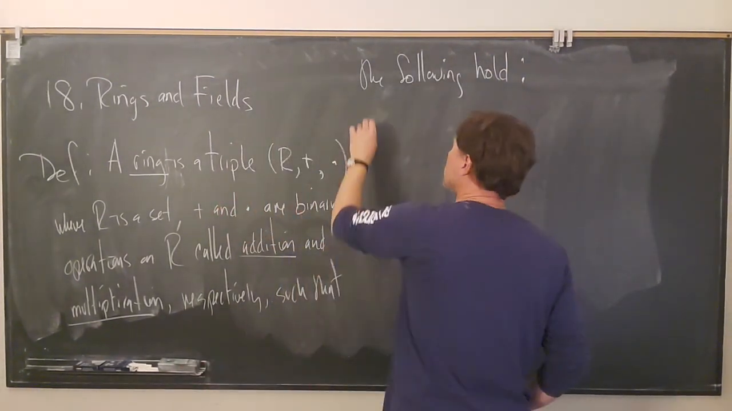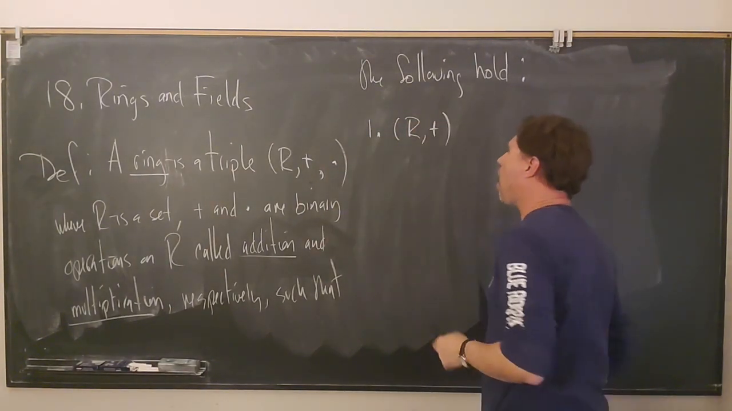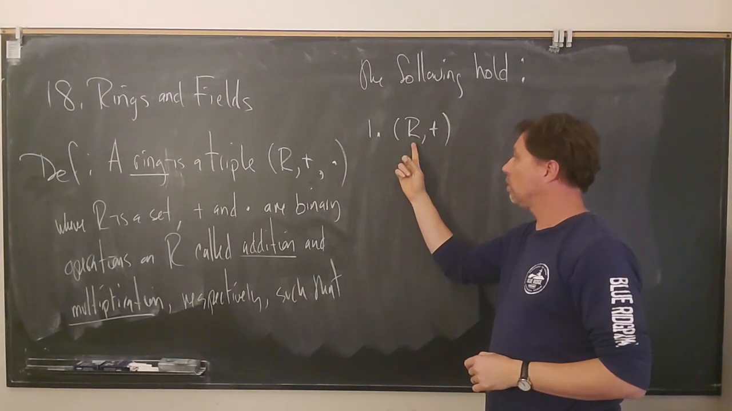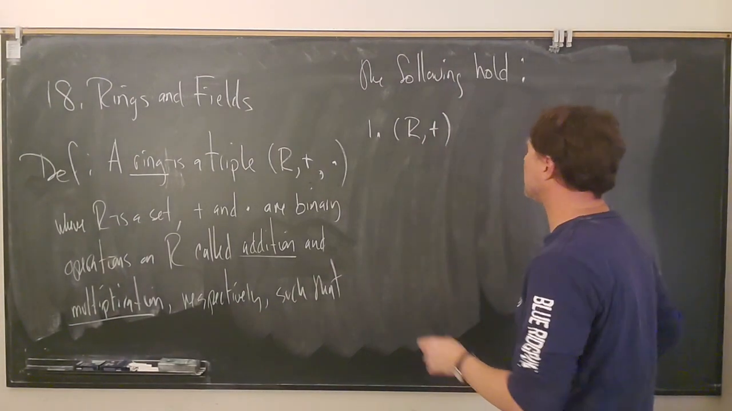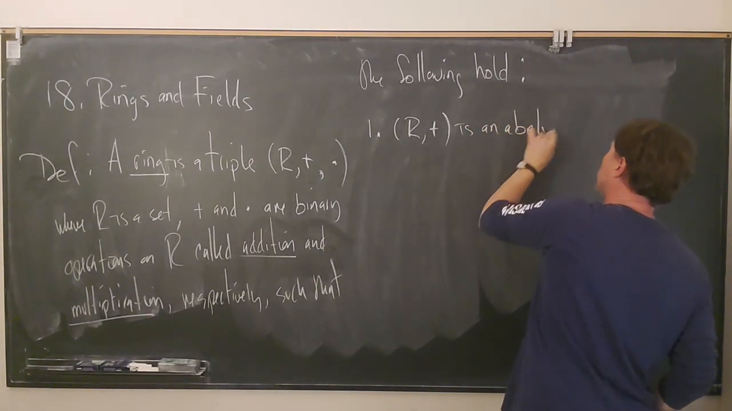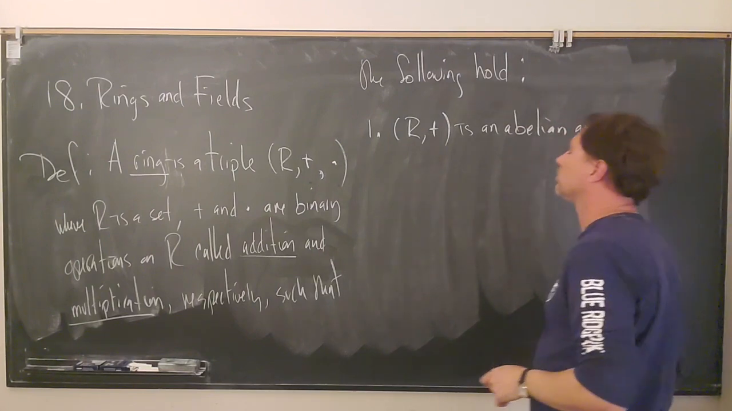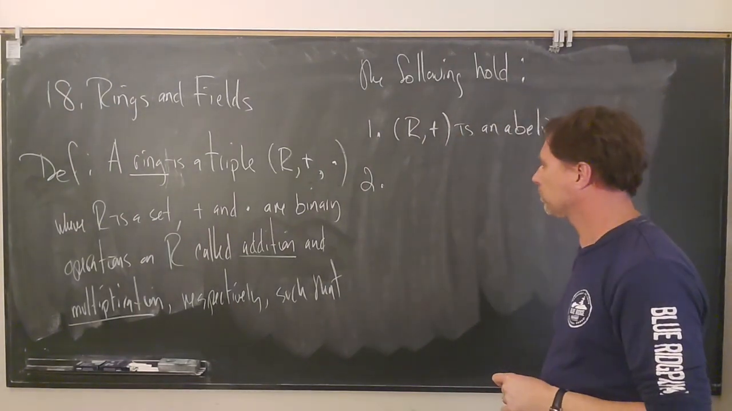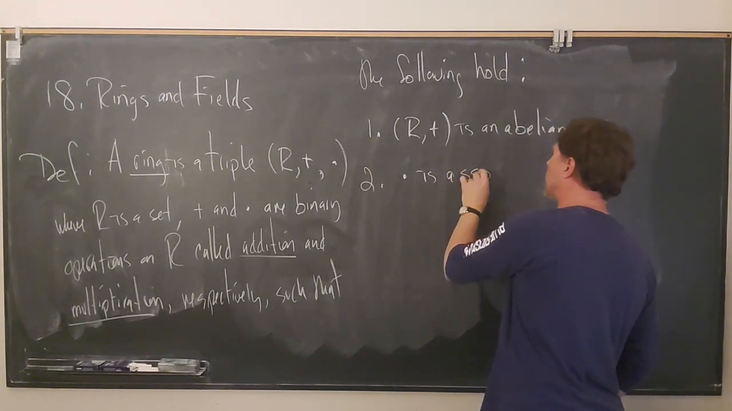Our first axiom is that R comma plus, the group consisting of R together with the binary operation of plus, is an abelian group. The second axiom is that dot is associative.